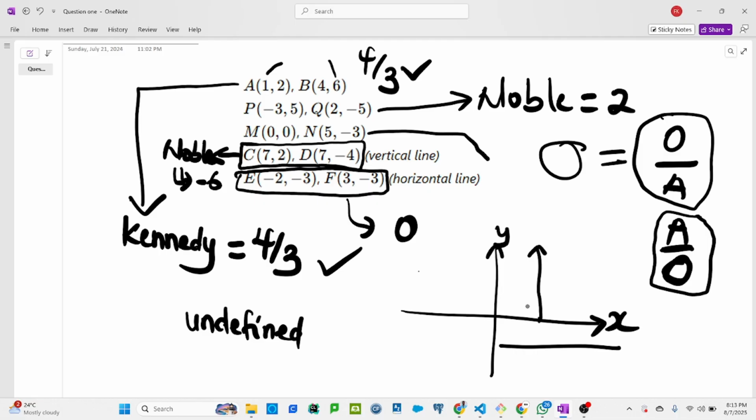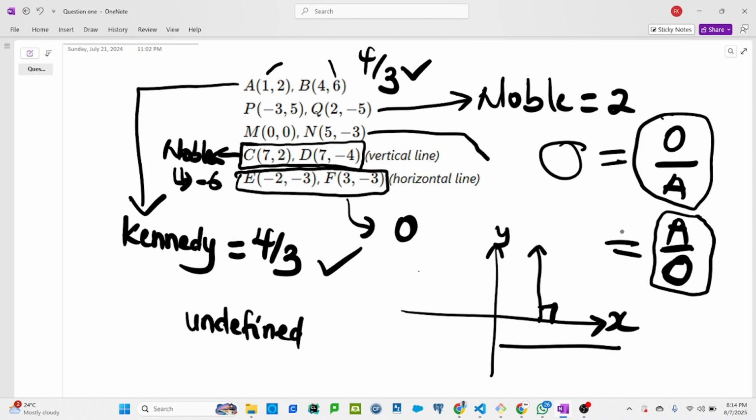Yes. The gradient is undefined. But when the line is parallel to the x-axis, or the line is horizontal, the gradient is always zero. That's correct. The same is the graphical representation of what's happened over here. So when the line is vertical, perfectly perpendicular to the x-axis, or parallel to the y-axis, it is undefined.